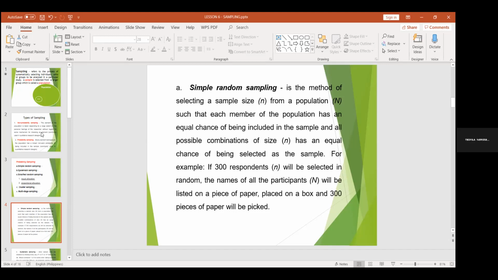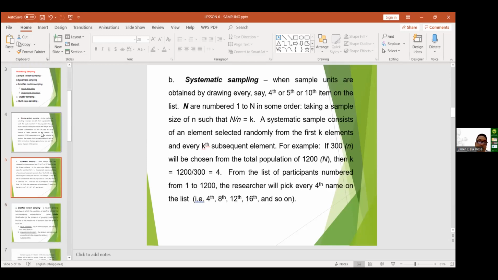Next. Kung hindi naman random, then we have systematic. Okay. So under this, sample units are obtained by drawing every 4th or 5th or every nth item on the list. So mayroong system of drawing in.